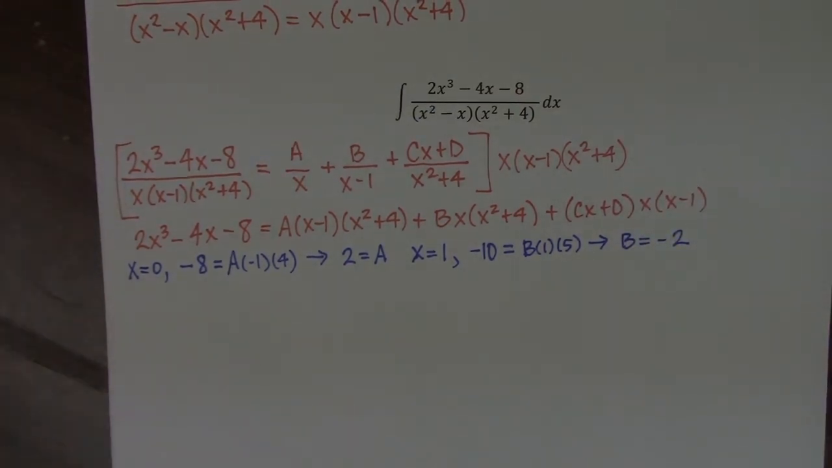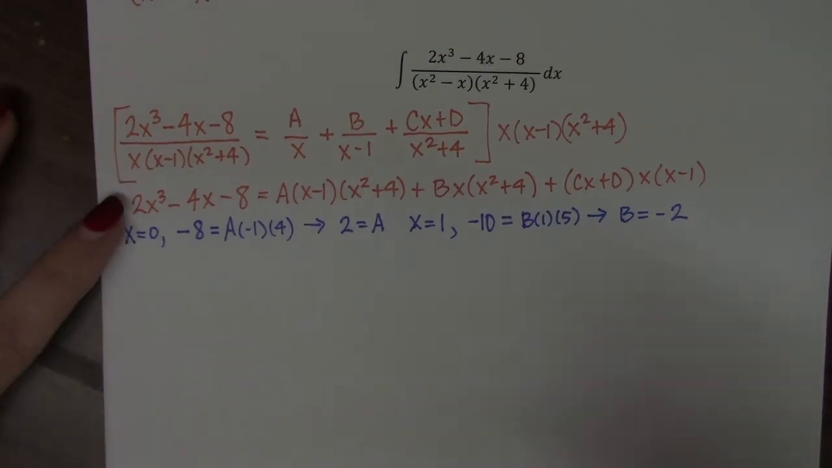So we got 2 of our constants down, right? But now we have to pick 2 more values of x to find c and d. So when we do this, right, we've used 1, we've used 0. So let's pick negative 1, because 1s and 0s are pretty easy to work with.